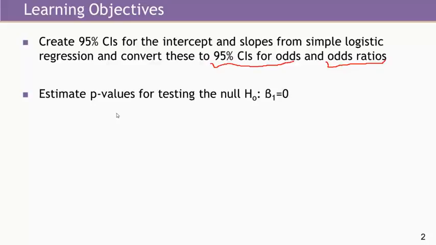We'll also show how to estimate p-values for testing the null of no association between the risk of the binary outcome and our predictor x1. In terms of the slope, that would be the null that the slope is 0. This is equivalent to the null that the exponentiated slope is 1, or in other words, the odds ratio of the binary outcome for two groups who differ by 1 unit in x1 is 1, indicating no association.